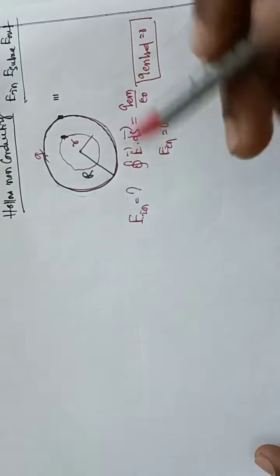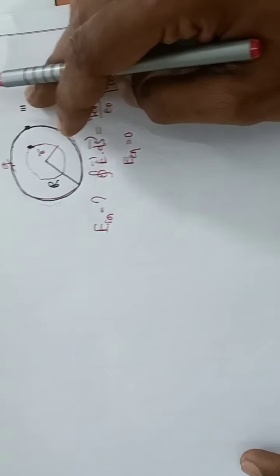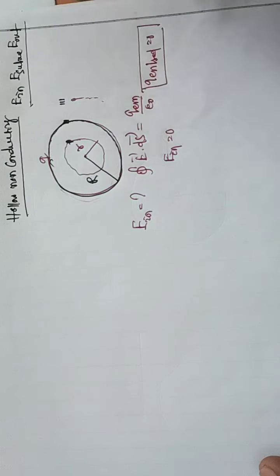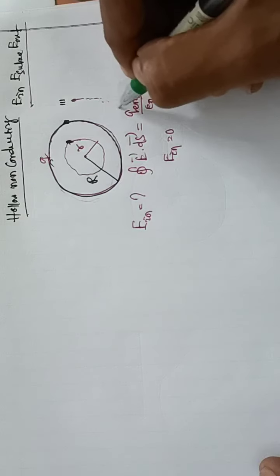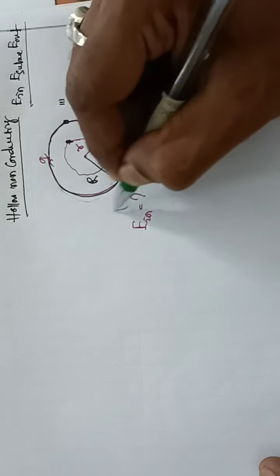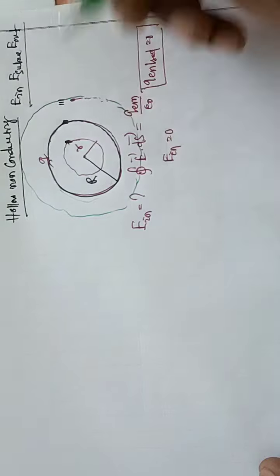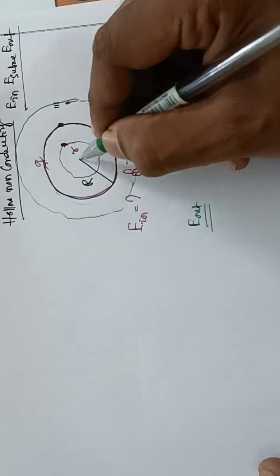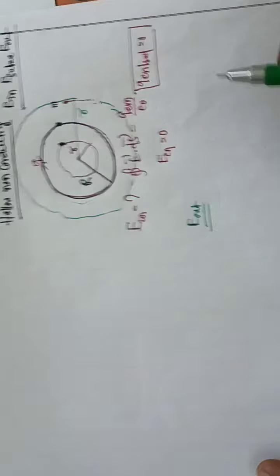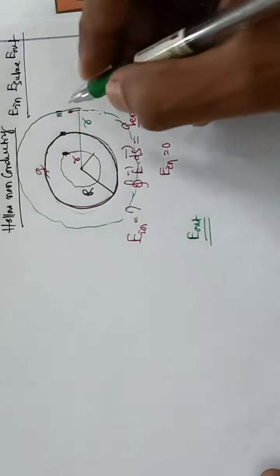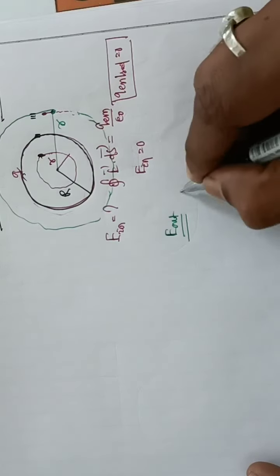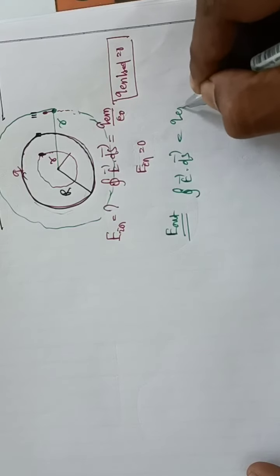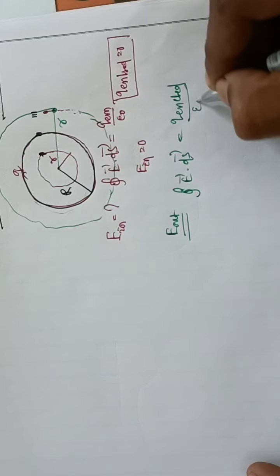I hope the scenario is clear, because the charge lies on the surface of the hollow sphere rather than within this Gaussian surface. Now for the outside region, let's choose a point here, and that point is enclosed within a Gaussian sphere. I will construct a Gaussian sphere. I am thinking of the electric field in the outside region, so the radius of the Gaussian sphere is r. I will write my Gauss law: E dot ds equals Q enclosed upon epsilon naught.